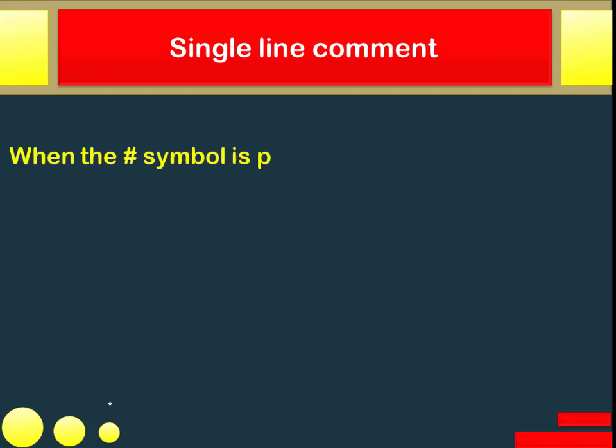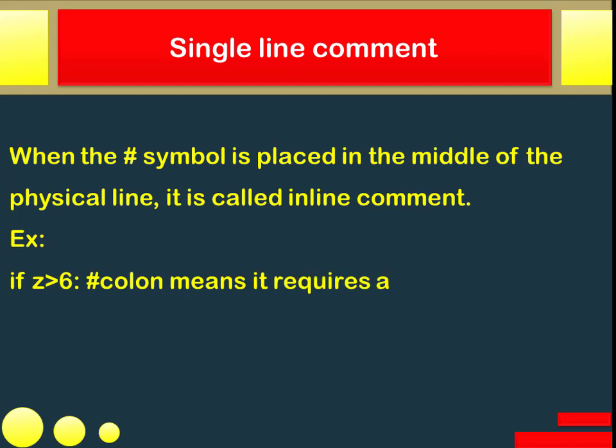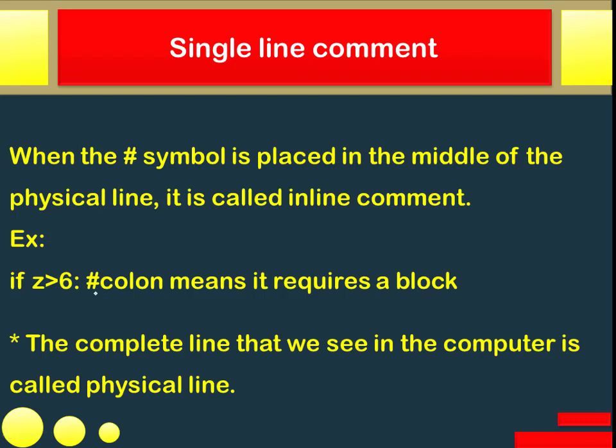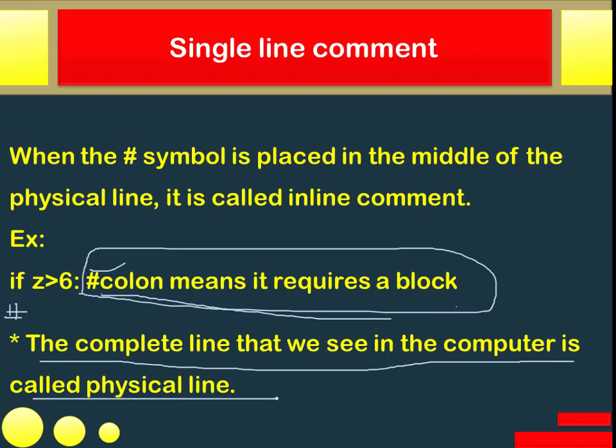When the hash symbol is placed in the middle of the physical line, it is called an inline comment. Example: if z greater than 6, then here is the comment you could see. This hash symbol doesn't begin from the beginning of the line. It's coming in between. So this we call an inline comment. The complete line that we see on the computer is called a physical line, as I have explained.